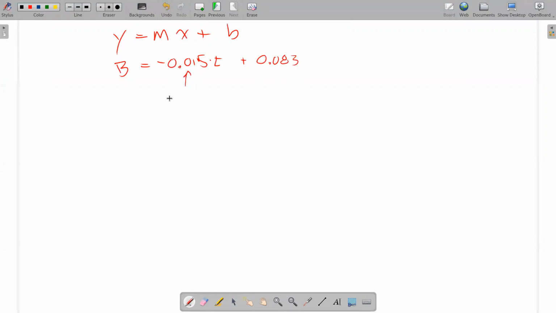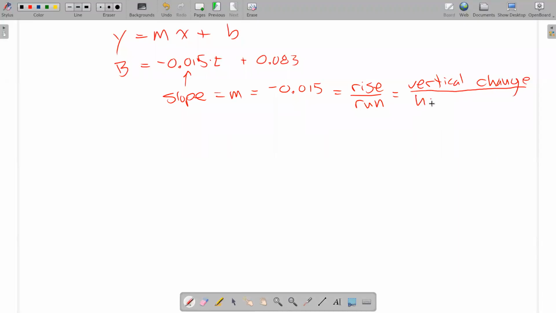This number right here is my slope. So slope, we use the letter m for that, negative 0.015. Now, often we talk about slope as this idea of rise over run. You've probably seen that in a previous math class in your past life. Not rum, Gary, run. And the rise is our vertical change. And the run is our horizontal change graphically.